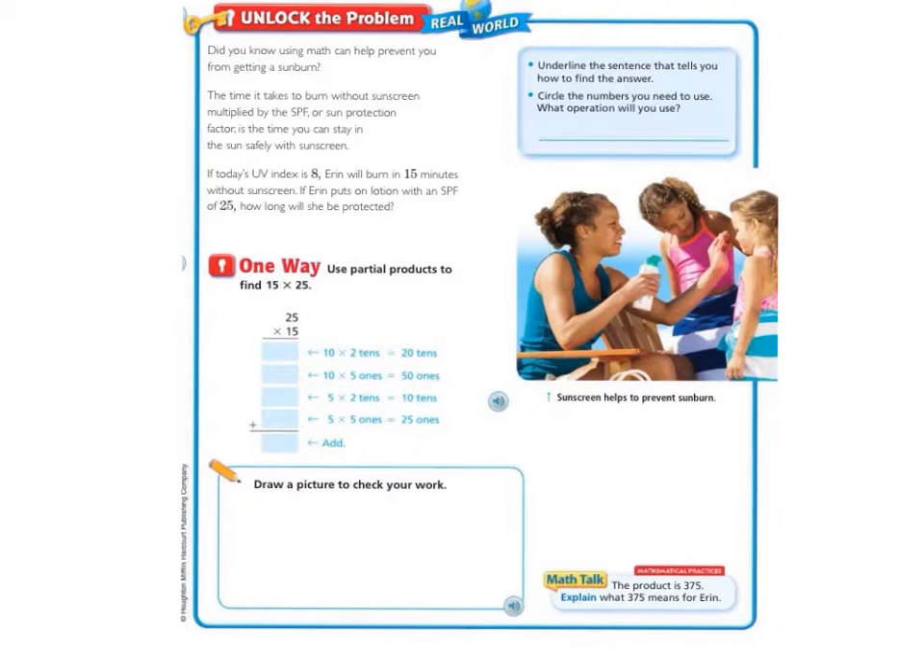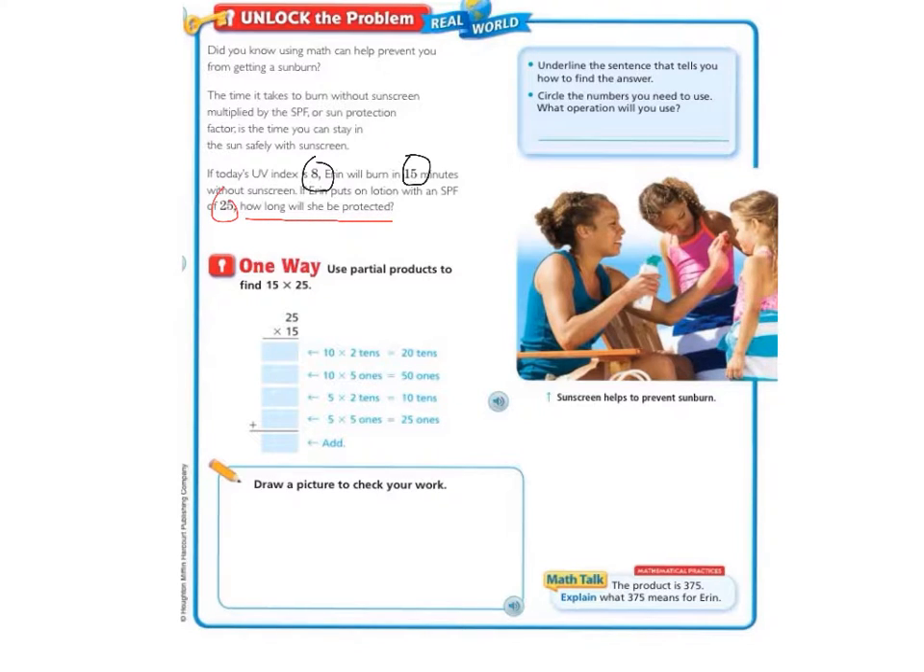Let's begin by reading our Unlock the Problem. It says, did you know using math can help prevent you from getting a sunburn? The time it takes to burn without sunscreen multiplied by the SPF, or sun protection, is the time that you can stay in the sun safely with sunscreen. If today's UV index is 8, Aaron will burn in 15 minutes without sunscreen. So Aaron puts on sunscreen with an SPF of 25. How long will she be protected?